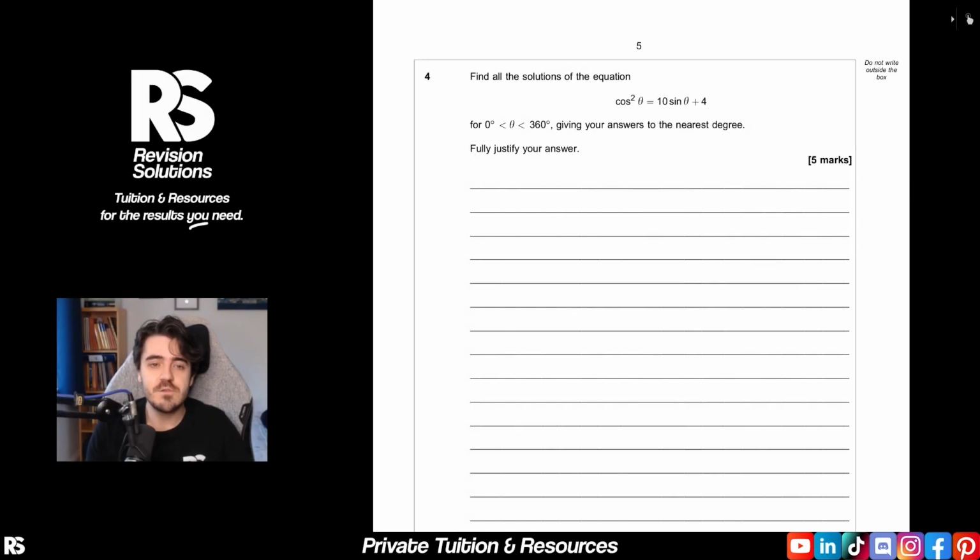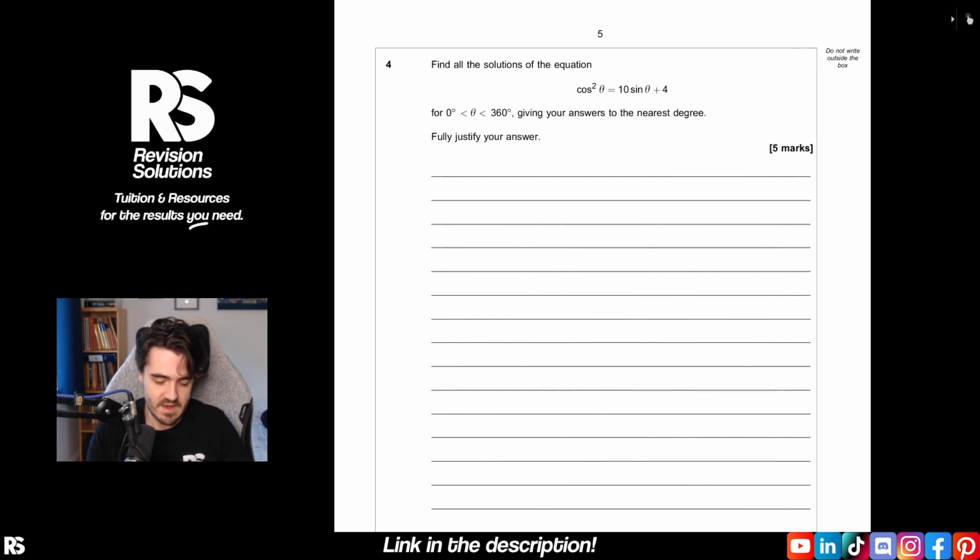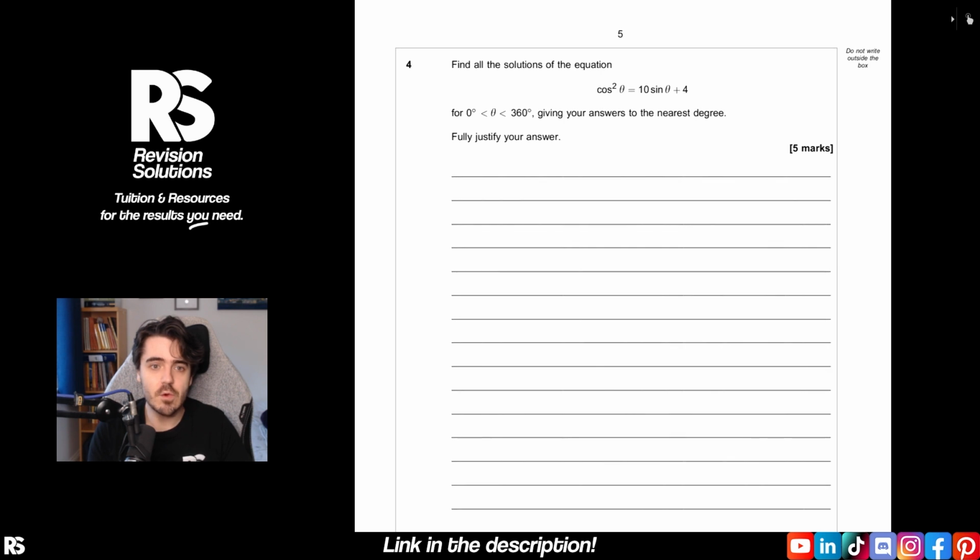Okay, and now for question 4, it says, can we find all the solutions of the equation cos squared theta equals 10 sine theta plus 4 for the interval of theta being between 0 and 360 degrees, giving your answer to the nearest degree. So the first thing we're going to have to do is actually rewrite this trig equation all in terms of one trig function. So the easiest thing would be to turn this cos squared theta into a sine squared theta.